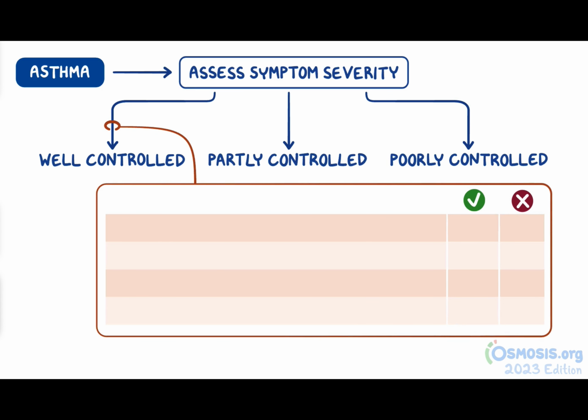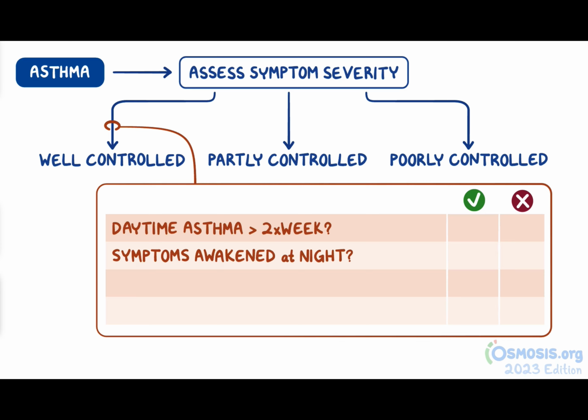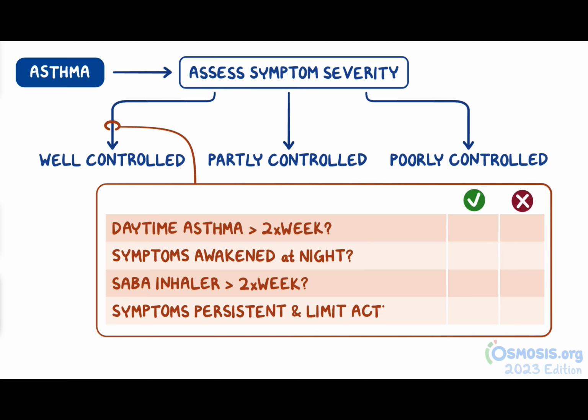First, ask your patient if they have been having daytime asthma symptoms more than twice per week. Next, determine if asthma symptoms have awakened them at night. Also, ask if they have been using a SABA inhaler to relieve asthma symptoms more than twice per week. Finally, ask your patient whether or not their asthma symptoms are persistent and limit their activities. Now, determine the intensity of treatment by the number of yes and no responses your patient gives to these questions.